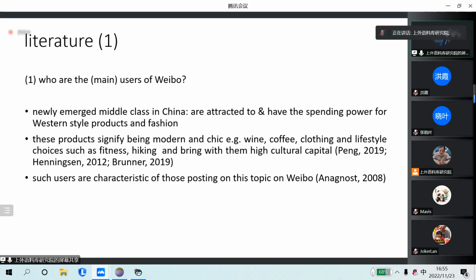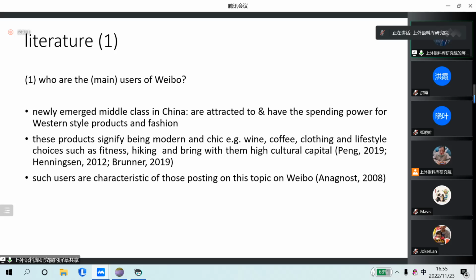See, who are the main users of Weibo, right? That's something I want to know because I want to know who is posting here. Literature told me that there's a newly emerged middle class in China that are attracted to and have the spending power for Western style products and fashion. In fact, these are used to almost signify that you're chic, that you're modern, and that you have a sophisticated, what's the word? A sophisticated taste.